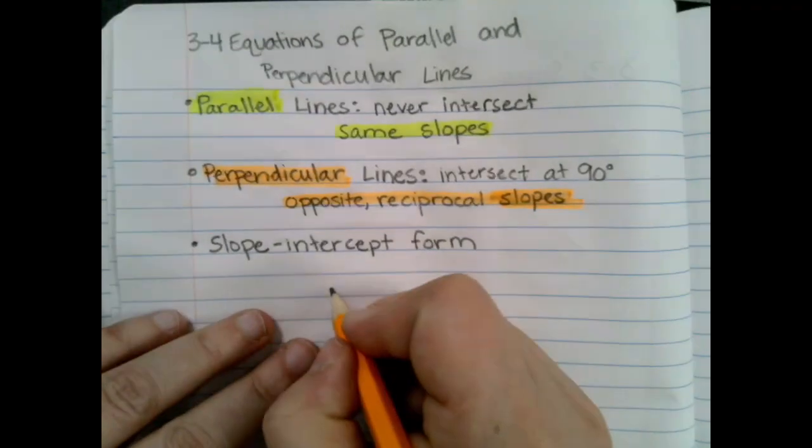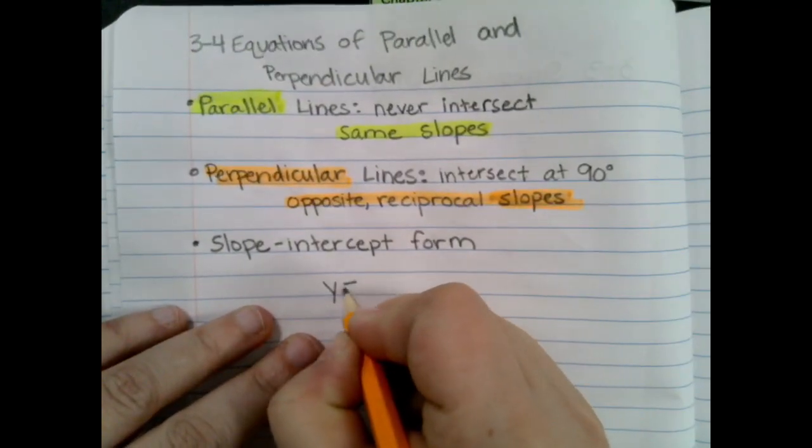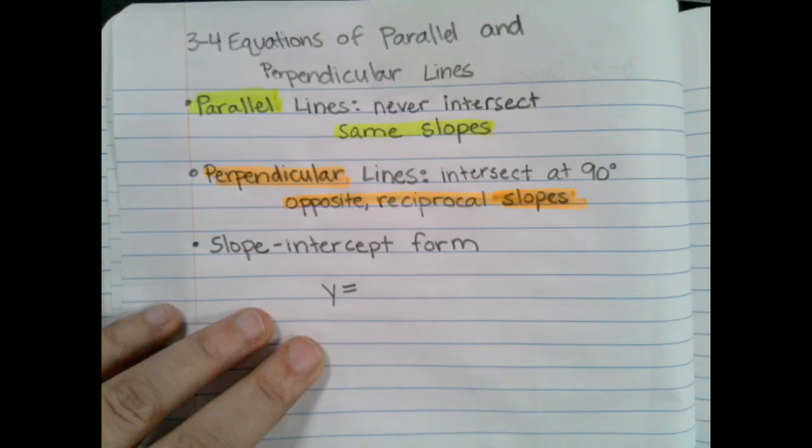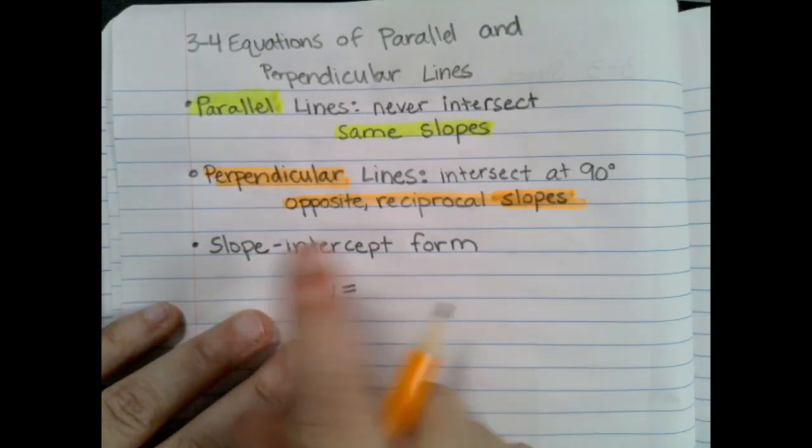So slope-intercept form always looks like y equals, and then it starts with our slope, so m.